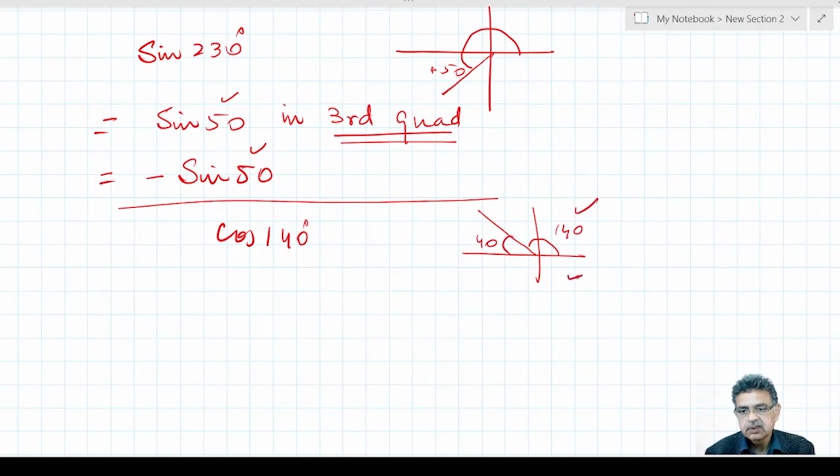So cos is positive in the first two quadrants. So this is in the third quadrant, then this must be negative. Cos theta is negative here.